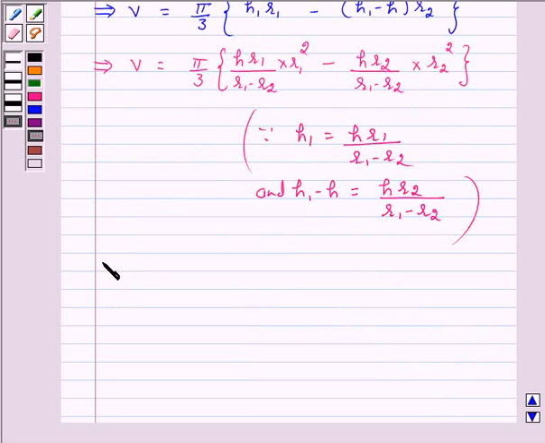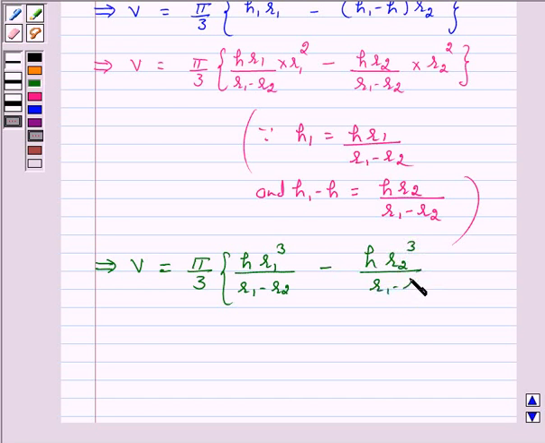And this implies V is equal to pi by 3 into h r1 cube upon r1 minus r2 minus h r2 cube upon r1 minus r2. So this implies V is equal to pi by 3. Let us take h upon r1 minus r2 common. So we have r1 cube minus r2 cube.